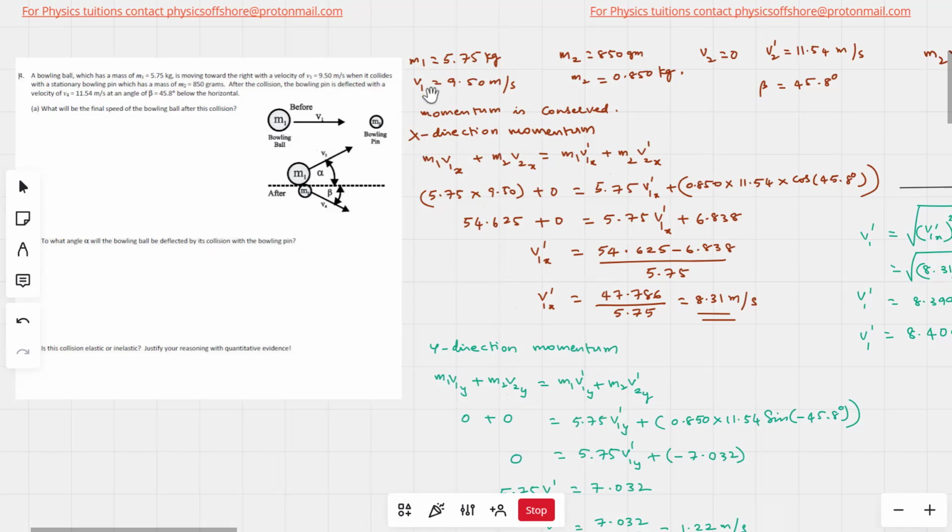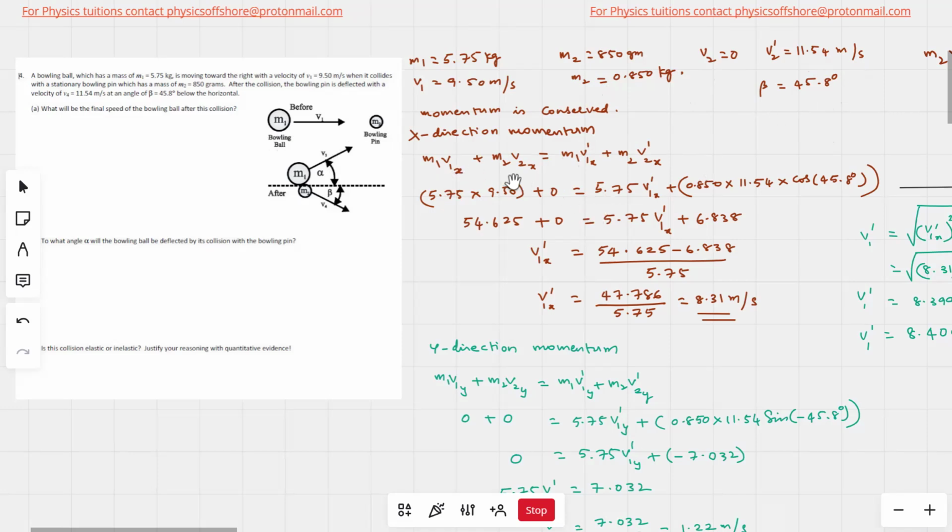What is the mass of the bowling ball? 5.75 kilograms, and the velocity is 9.5 meters per second. Similarly, the mass of the bowling pin is 850 grams, that means 0.850 kilograms. Initially it is at rest, therefore the velocity is equal to 0. After the collision, we have to find the velocity of the bowling ball and also the direction. And after the collision, the velocity of the bowling pin is 11.54 meters per second, and the direction is 45.8 degrees with the horizontal.